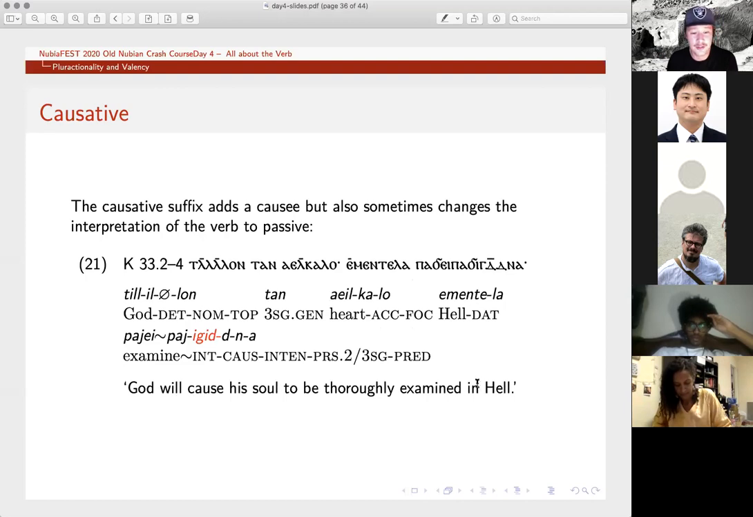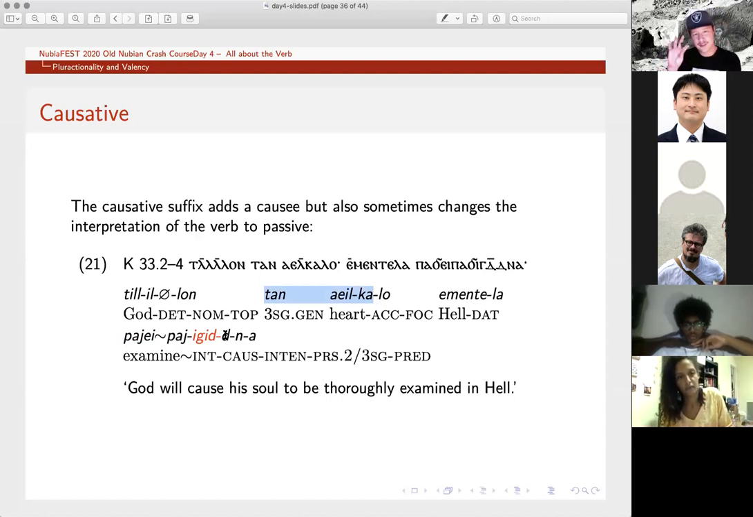And so God will cause his soul to be thoroughly examined in hell. We have here to examine. It's even to examine thoroughly, like to examine multiple times and very intensively. That's how you use this reduplication. And then with our causative suffix here. So what I mean with there is this passive flavor to it is that it seems to say that his soul or his heart, it is quite interesting that in Old Nubian, the word for soul and heart are one and the same word. His soul is caused to be examined.